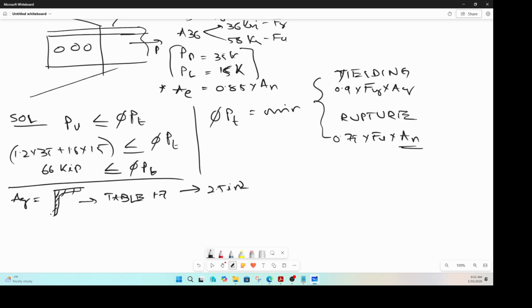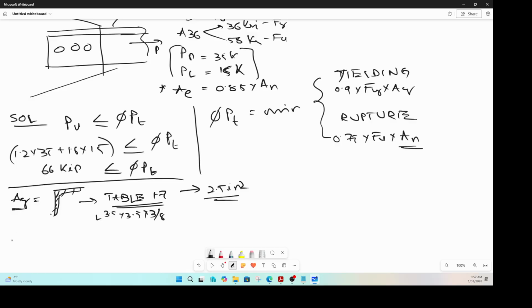Which angle? L 3.5 by 3.5 by 3/8. How did I get the area again? Went to the table and found out that for L 3.5 by 3.5 by 3/8, the area is listed as 2.5 inch square.